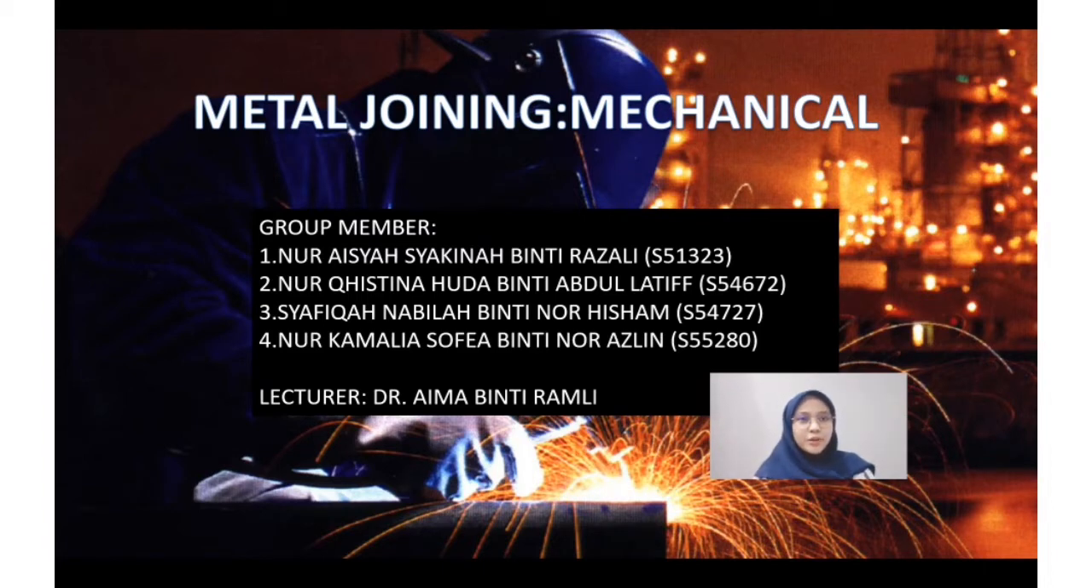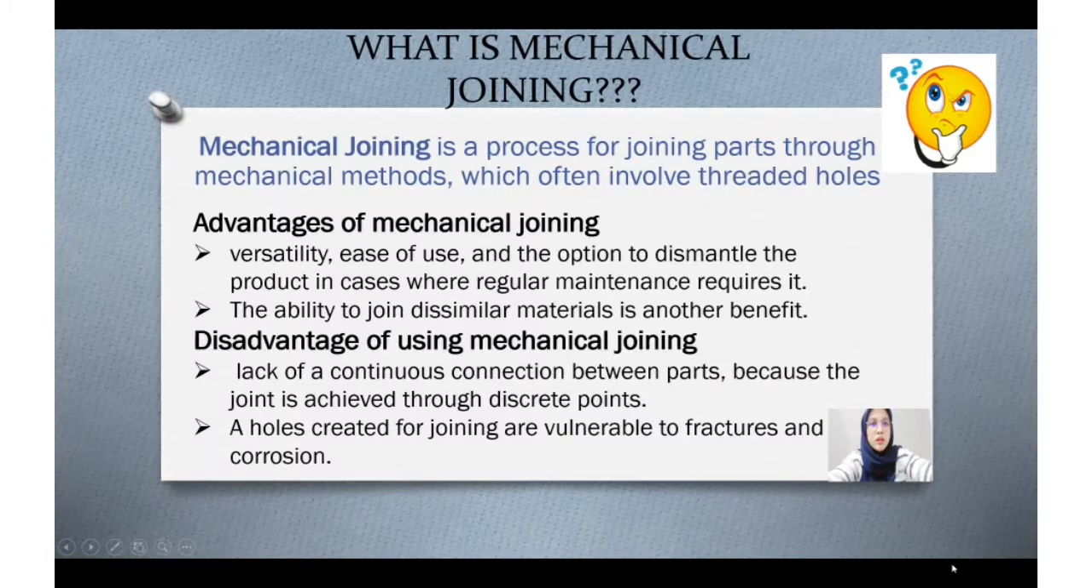So today we will explain about metal joining, mechanical. Do you know what is mechanical joining? Mechanical joining is a process for joining parts through mechanical methods, which often involves threaded holes. There are advantages of mechanical joining.